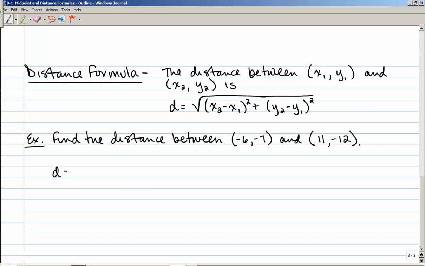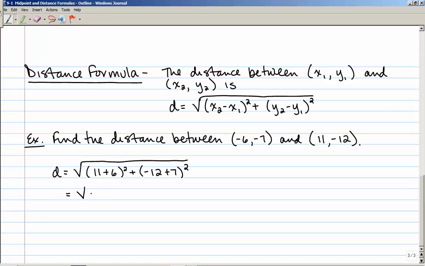So the distance is the square root. And actually, it doesn't matter which ordered pair you call x1, y1, and which one you call x2, y2. Just make sure that you subtract in the same order. So let's do the square root. I'm going to do 11 minus a negative 6, squared, plus negative 12 minus a negative 7, squared, and take the square root of the whole thing.